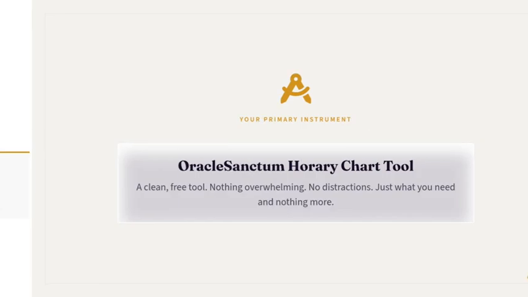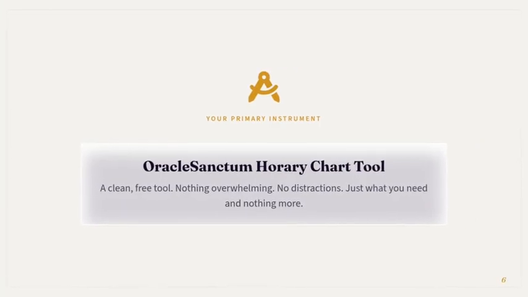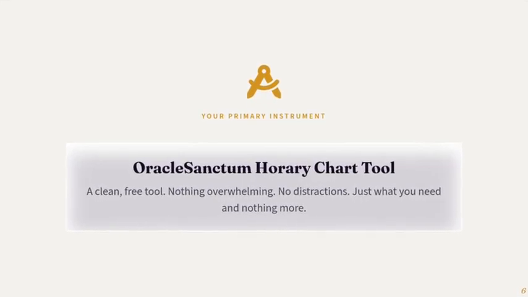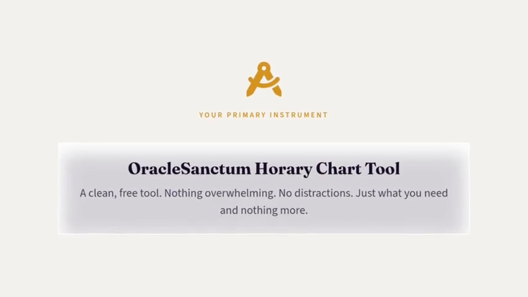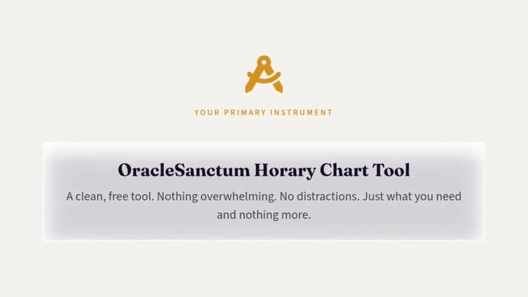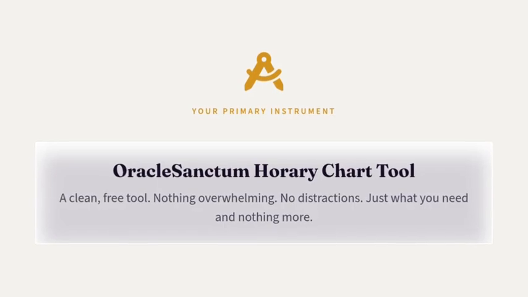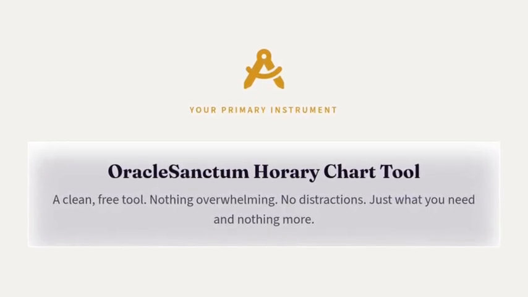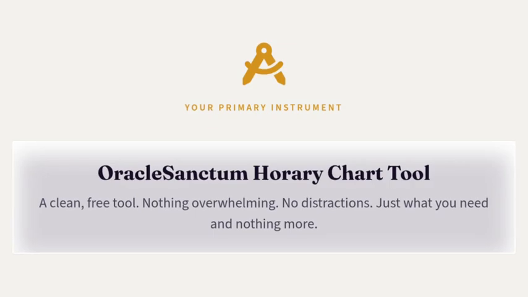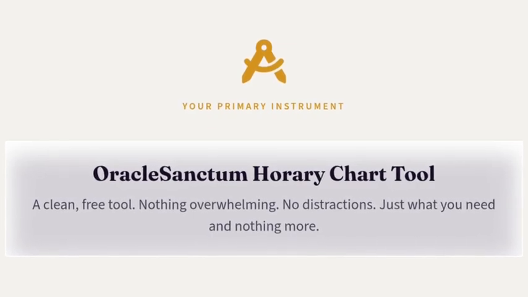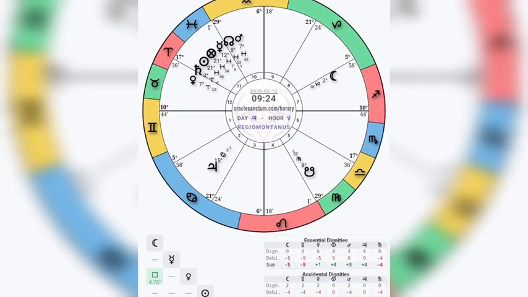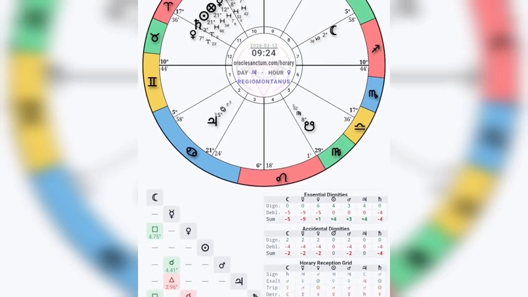We will begin by using a clean free tool, the Oracle Sanctum Horary chart tool. Nothing overwhelming, no distractions, just what you need and nothing more. Now, I will say this plainly. I strongly advise against using heavy astrological software, especially when you are starting. Most of those programs throw too much at you, dozens of data that you don't really need, most of which have nothing to do with the question you are trying to answer. Stick with this simple tool I have given you. Learn to focus. You will quickly learn what matters and what doesn't.